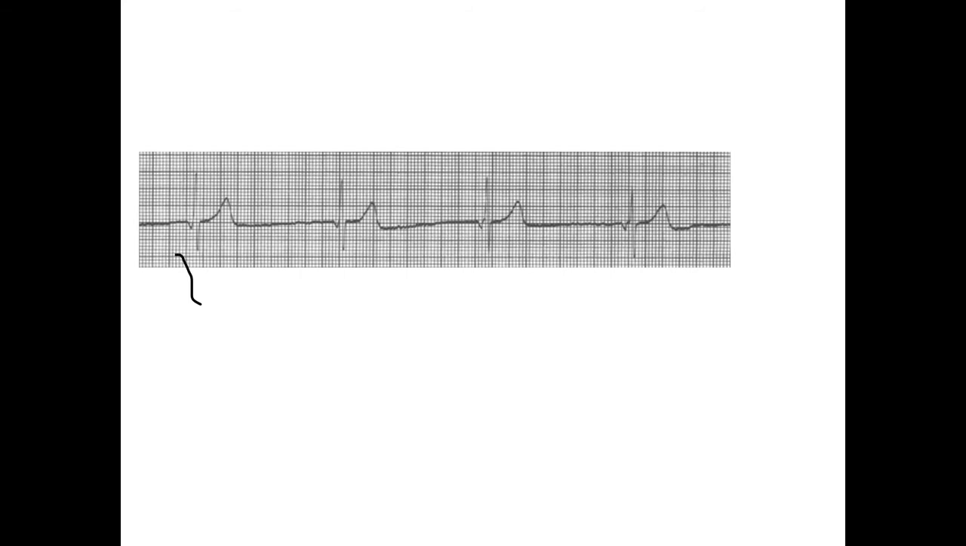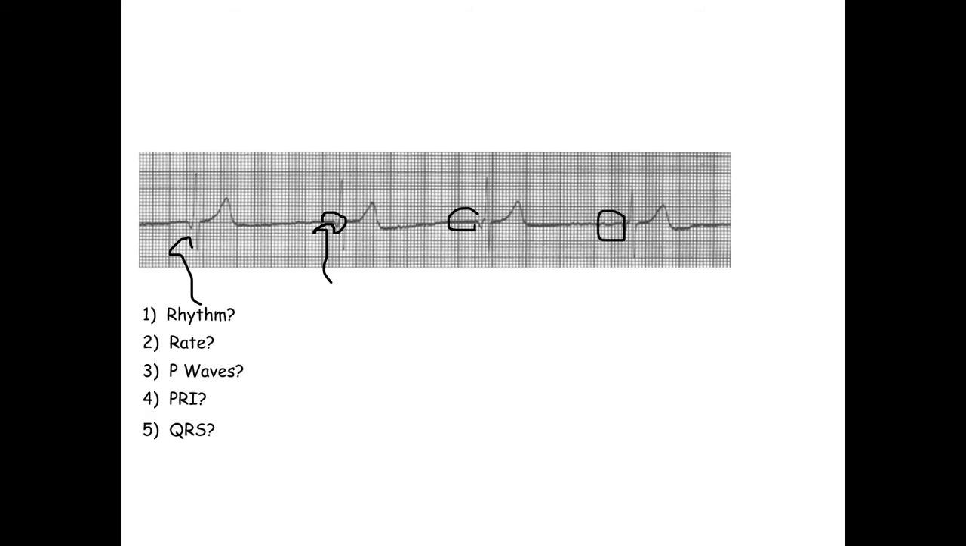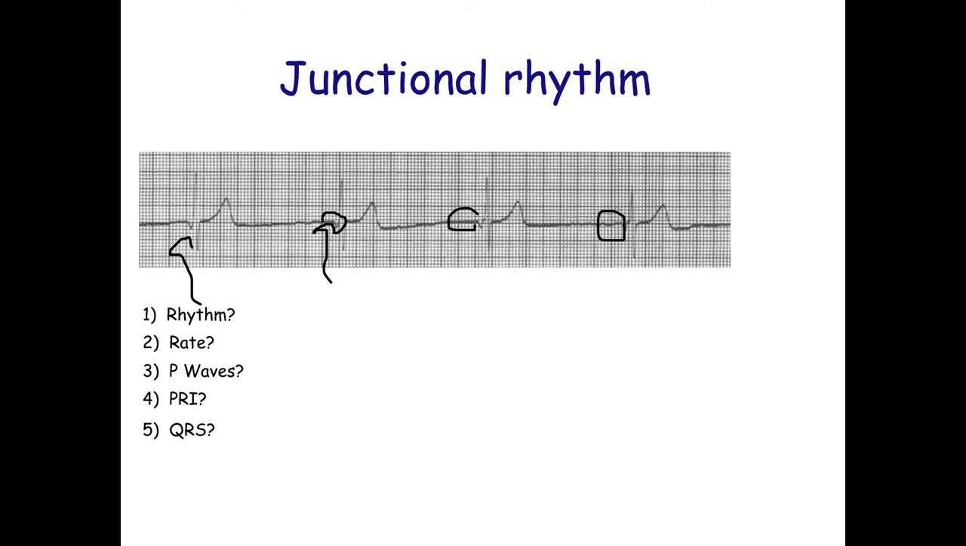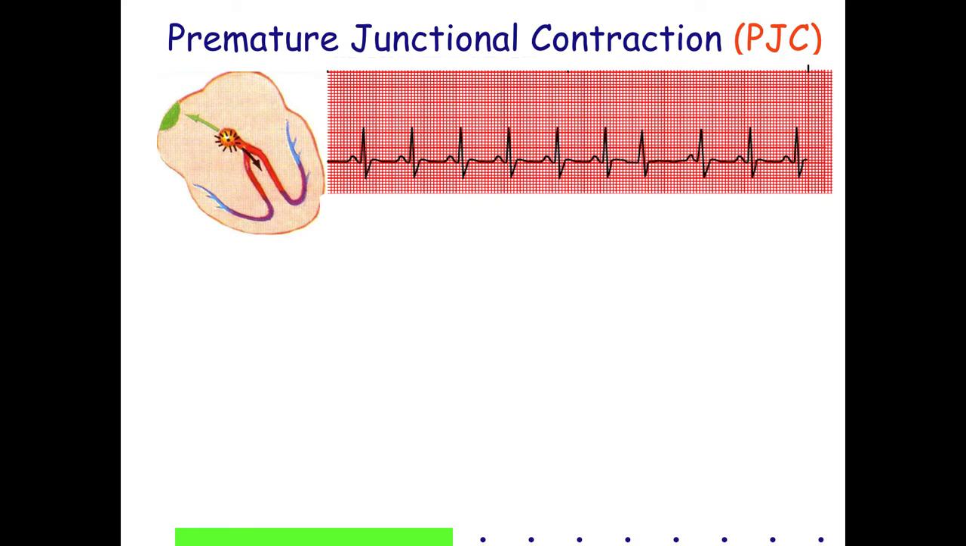Again, I see something happening right over here. I see a little one happening here. I see another one over here. See another one there. Again, if we were to go through our criteria, we would see this one is junctional. All right, so that should pretty much make sense. Let's move on. Let's talk about premature junctional contractions. Whoa, right? We heard about premature atrial contractions, but yes, we can have a premature junctional contraction.